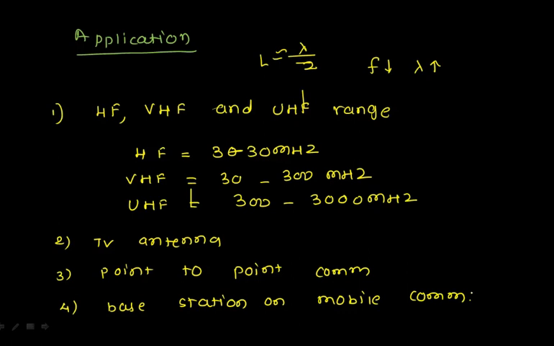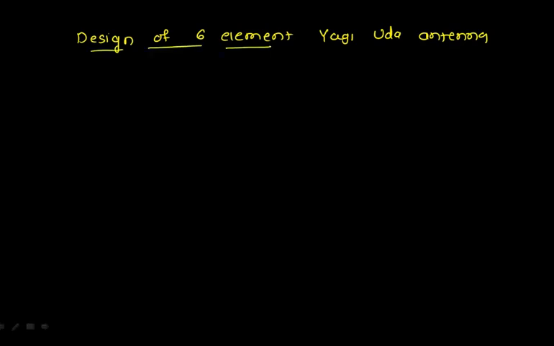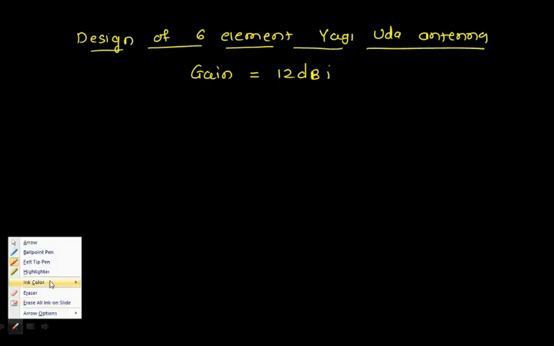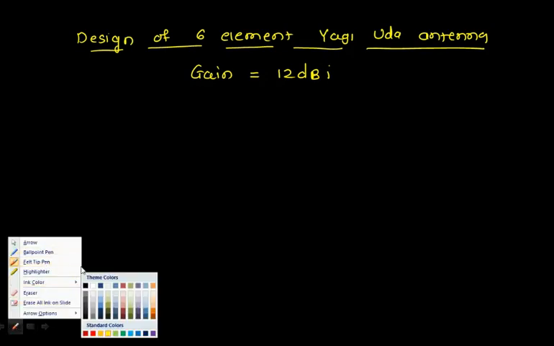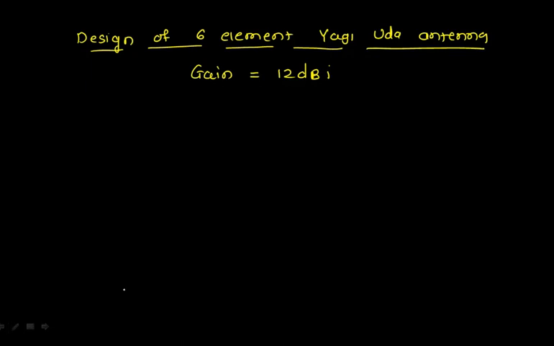Now we are going to discuss the design of a 6 element Yagi-Uda antenna. Whenever I'm talking about this 6 element Yagi-Uda antenna, I can achieve a gain of 12 dBi. Okay, a 6 element antenna for the gain of 12 dBi. How are you going to design that antenna? First, whenever you're going to design an antenna, it is designed in terms of the lambda.